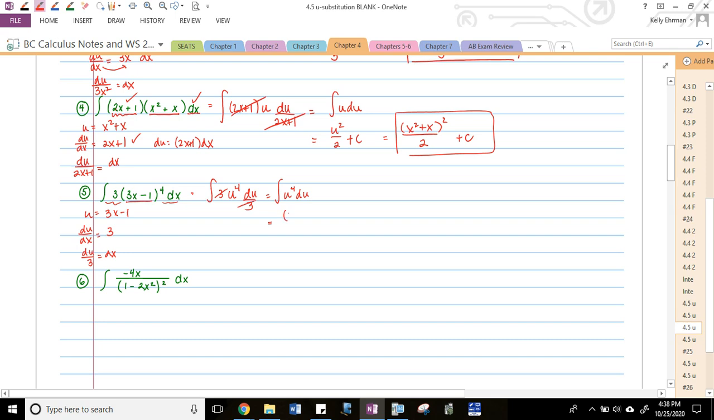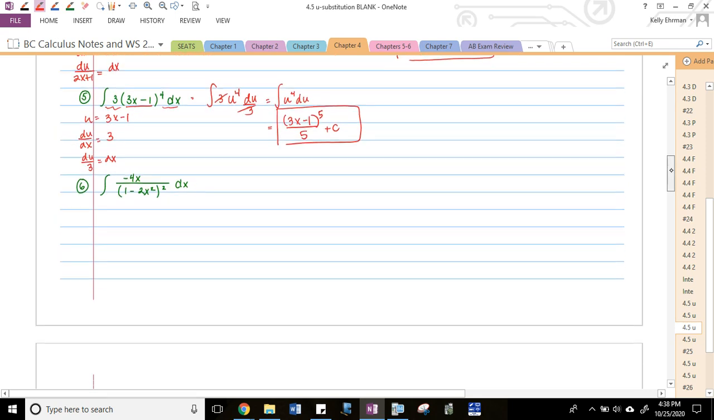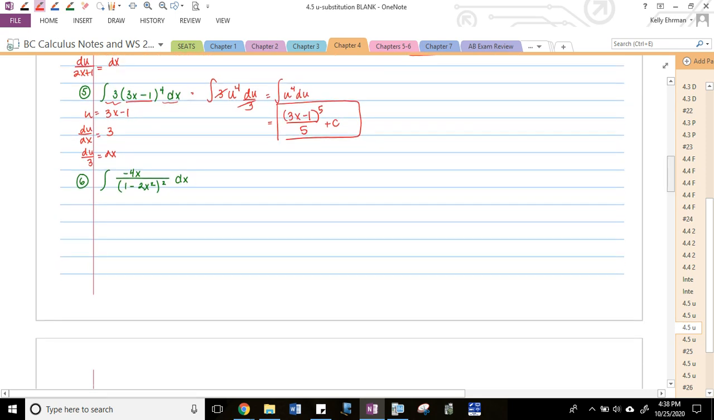Let's get right to it. It's 3x minus 1 to the 5th divided by 5 plus c. What about this one?